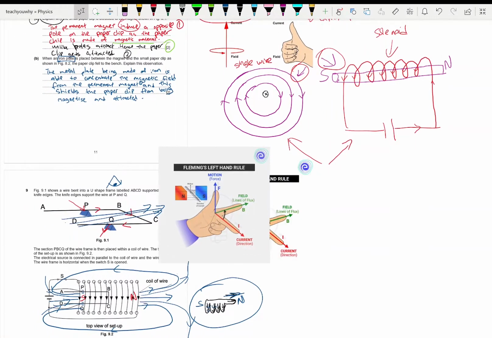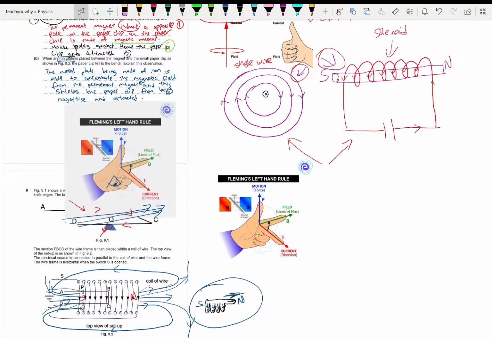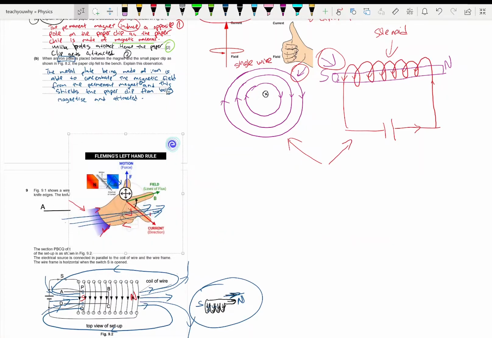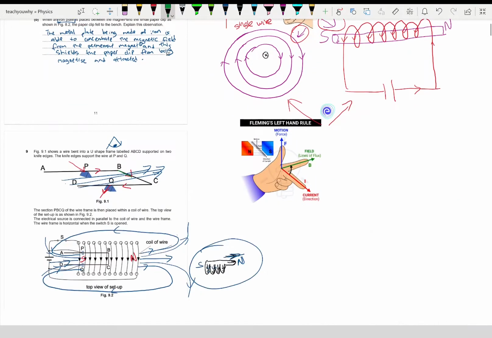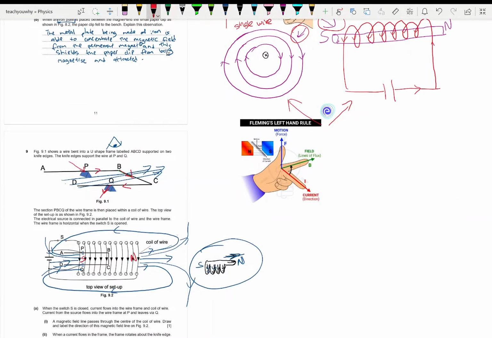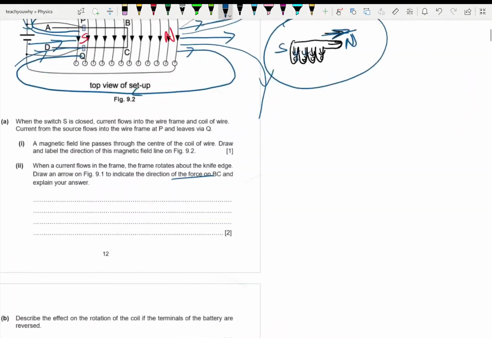If I were to superimpose, my current is moving here, and then my force is upwards, and then my field is this way. Therefore we know that the force is upwards. So this is how you use Fleming's left hand rule.